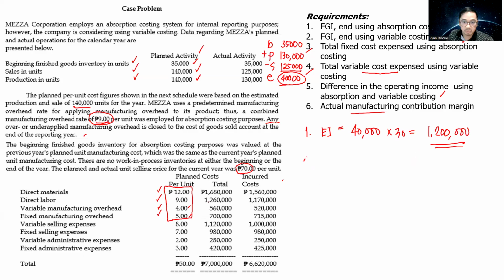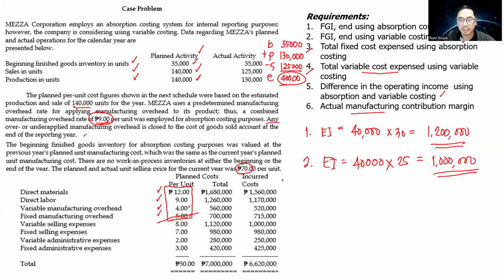All right. And then for number 2, we are asked for the ending inventory for variable costing method. Remember, we just have to exclude this time the fixed overhead per unit, which is 5. So therefore, the ending inventory under variable costing method is 40,000 multiplied by 25 per unit. So the answer is 1 million. So that's the answer in number 2.